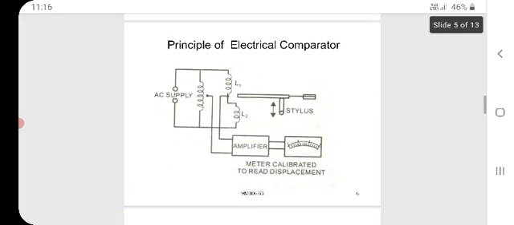So the principle of an electrical comparator. This is the circuit diagram: AC supply, L1, L2, stylus, amplifier, meter calibrated to read displacement.